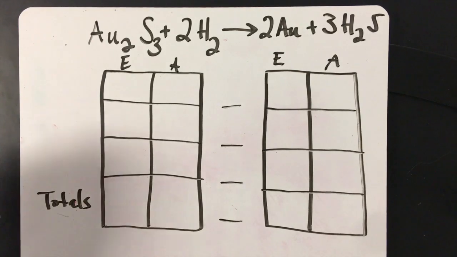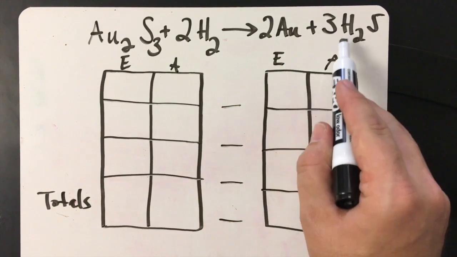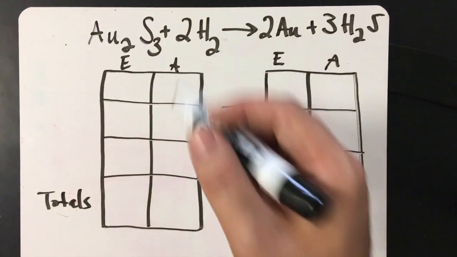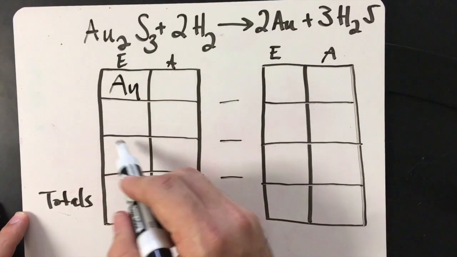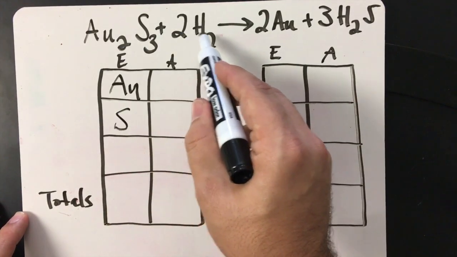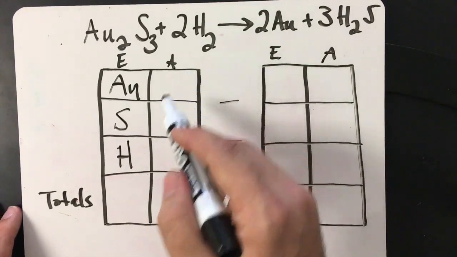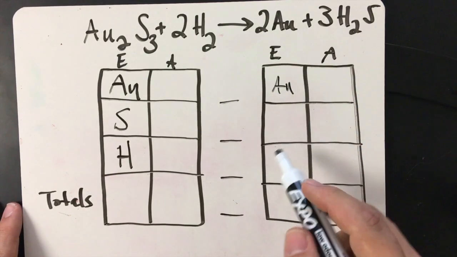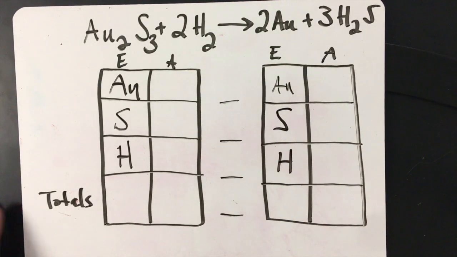Okay, so another example, we've got Au2S3 plus 2H2 yields 2Au plus 3H2S. So we'll go through and list all the elements in the reactant side. So Au, S, and H. So gold, sulfur, and hydrogen. We'll do the same thing over here. Au, H2, so that's hydrogen, S is sulfur.